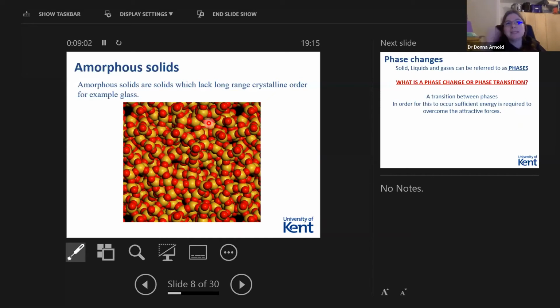What this means is they lack long range order. So they have pockets of short range order, but they don't have the long range order. And this is something like glass. Glass has no crystalline structure. And crystalline structure will become important as we go through the rest of the year and through into next year, indeed.